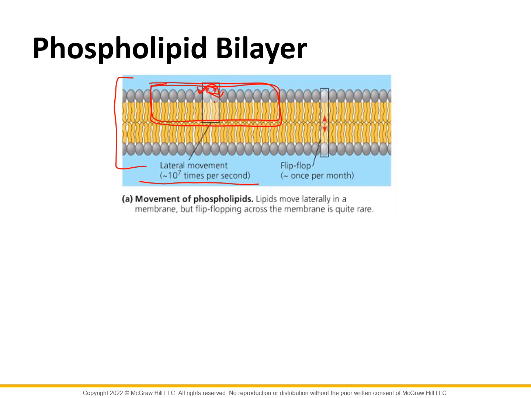So those phospholipids can move around each other and exchange places, and the phospholipids in the other layer can slide around and exchange places. And this happens a lot. So it's very fluid. You have a lot of movement of the phospholipids in their particular layer. Now, flip-flopping, going from one layer to another, can happen, but it's extremely rare. So this is not a common type of movement, whereas the lateral movement is very, very common.